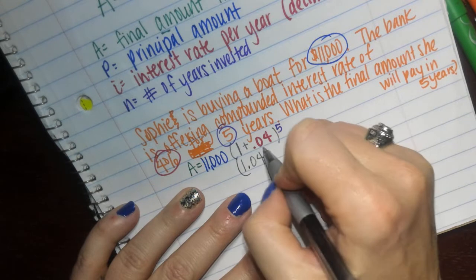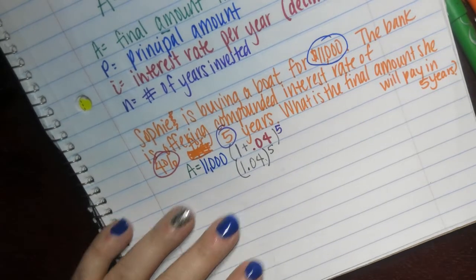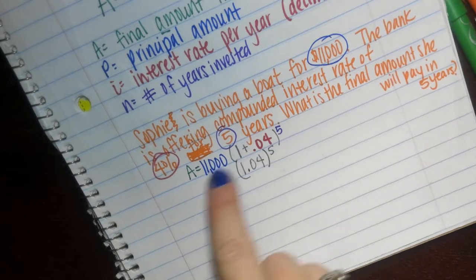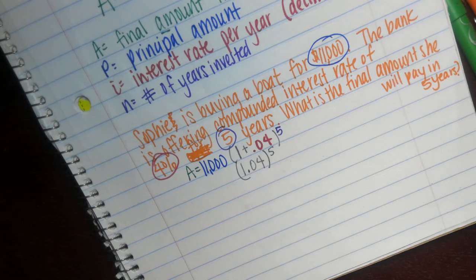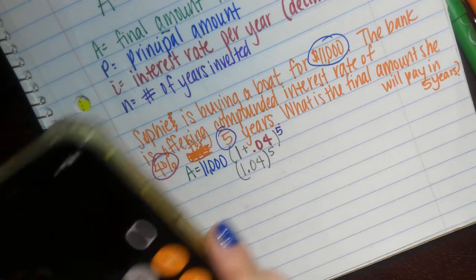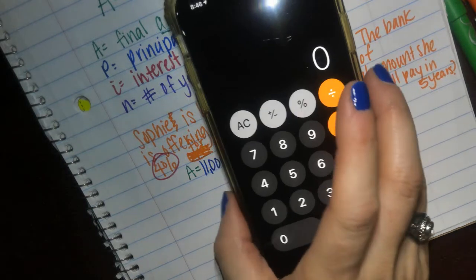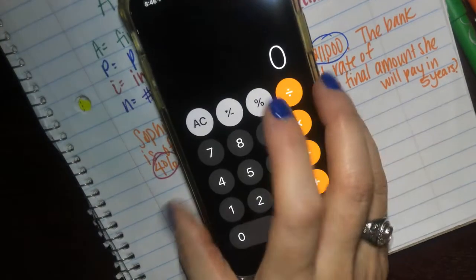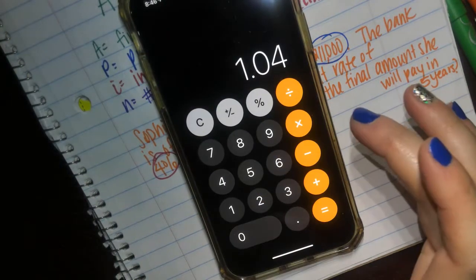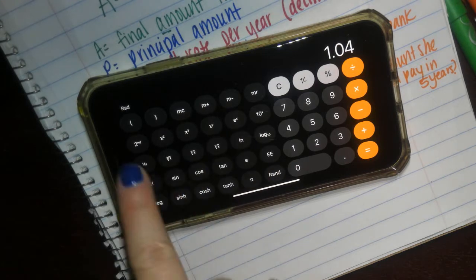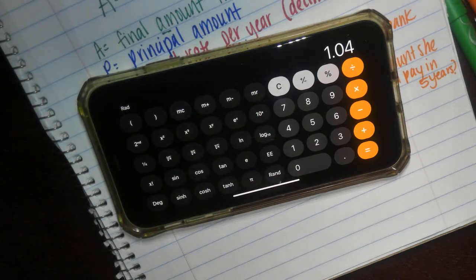Okay, we do this first. 1.04 to the 5th power. So we're going to raise that to the 5th power. That's an exponent. Alright? Parentheses, exponent, then multiply. PEMDAS. Okay? So, I'm going to tell you how to do that on a calculator, like a phone. So 1.04, what I want you to do is turn your phone like this. When you do that, you get a lot more operations on the side of your calculator.